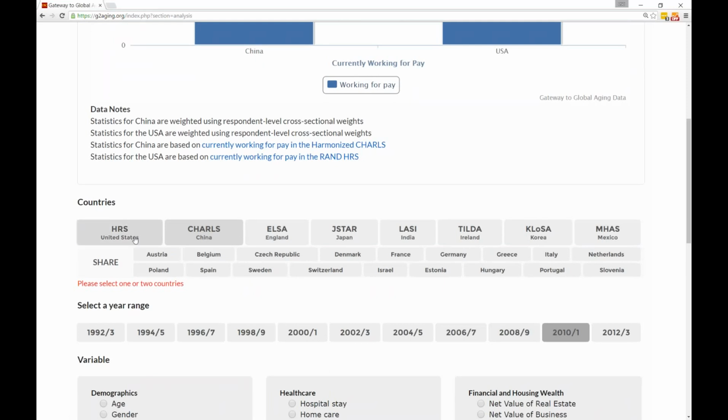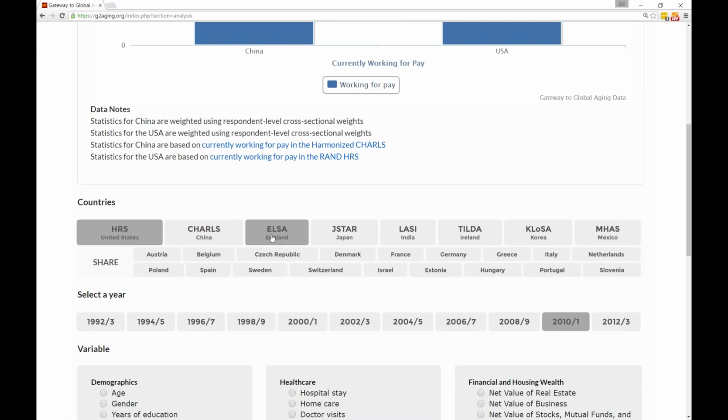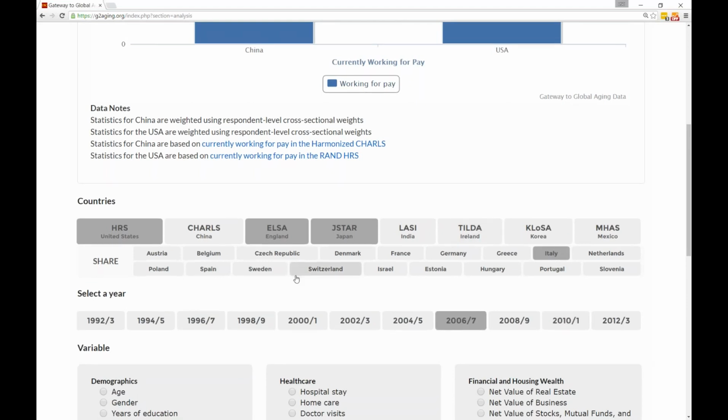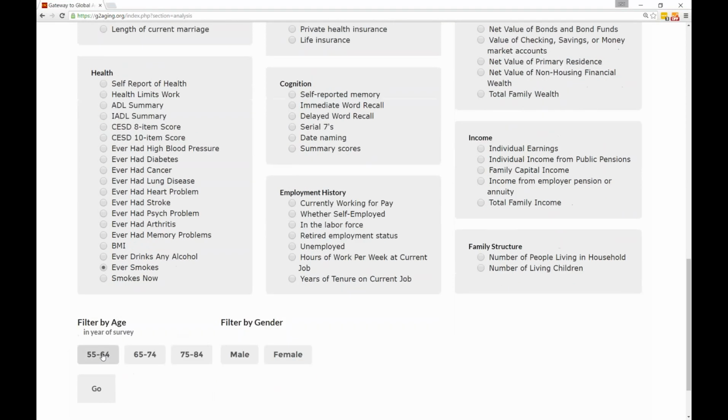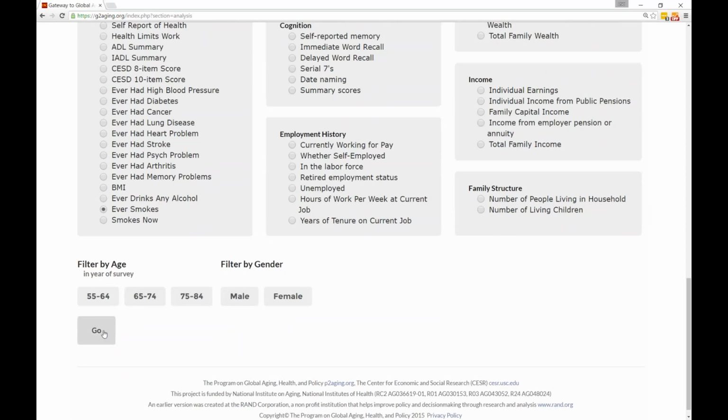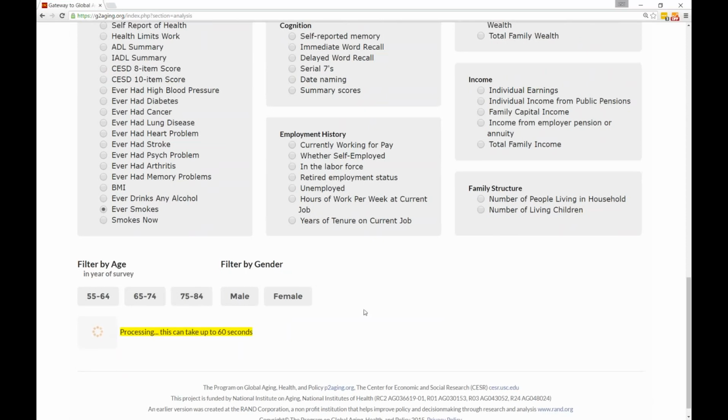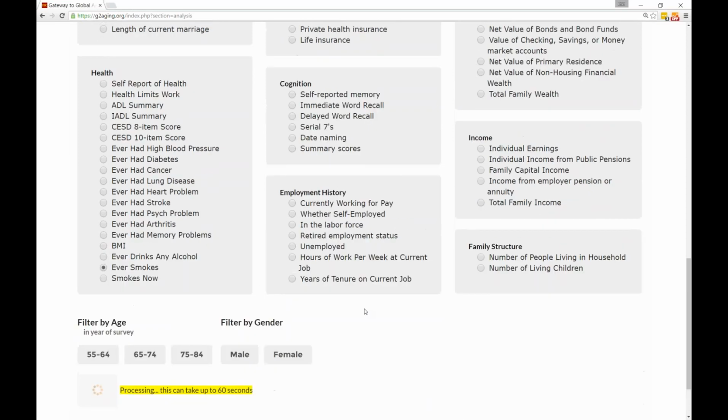So let's say we want to look at the United States, England, Japan, and from SHARE here, we could look at also Italy. We could look at the year 2006. And let's look at smoking rates. So we can click down here, and you can see we have a lot of measures that you can currently graph, grouped by research domain. So smoking would be here in the health box. So let's say ever smokes. All right. And you can also filter by age or gender. In this case, let's just leave this. So let's click go. If this is the first time that the chart has been generated, it'll take up to 60 seconds to process it.